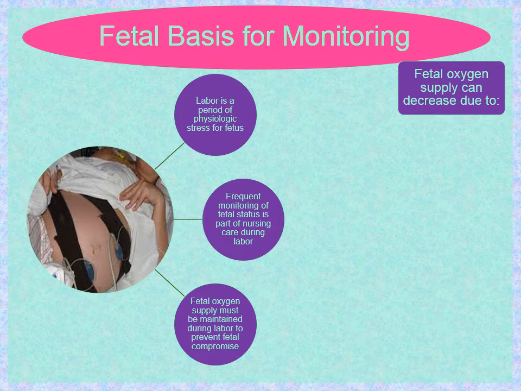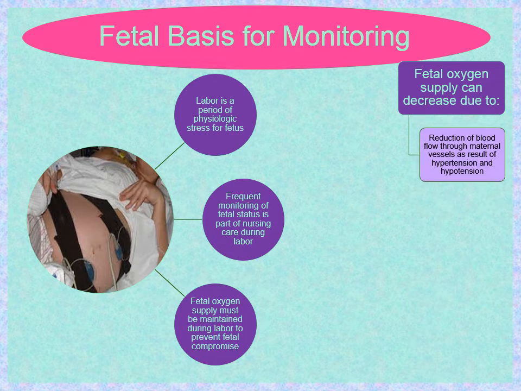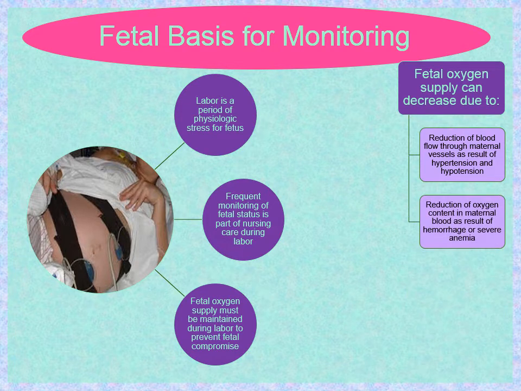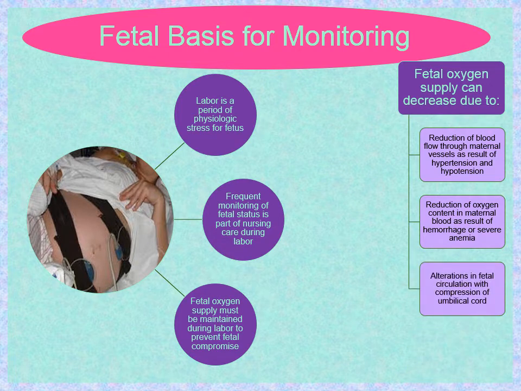Fetal oxygen supply can be decreased due to reduction of blood flow through maternal vessels as a result of hypertension and hypotension, reduction of oxygen content in the maternal blood as a result of hemorrhage or severe anemia, alterations in fetal circulation with compression of umbilical cord, and reduction in blood flow to intervillous space of the placenta.